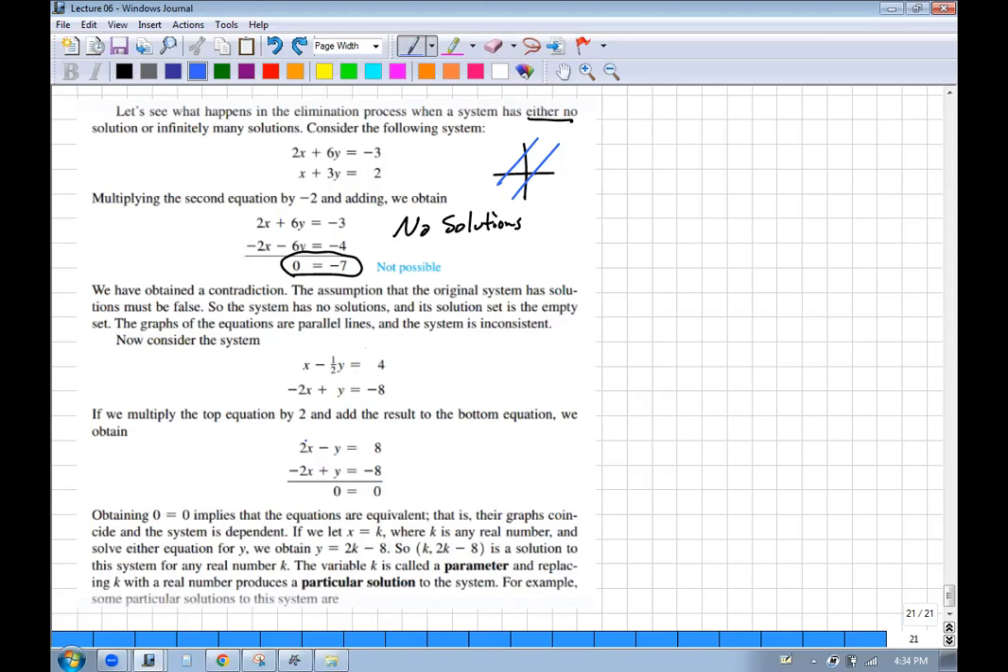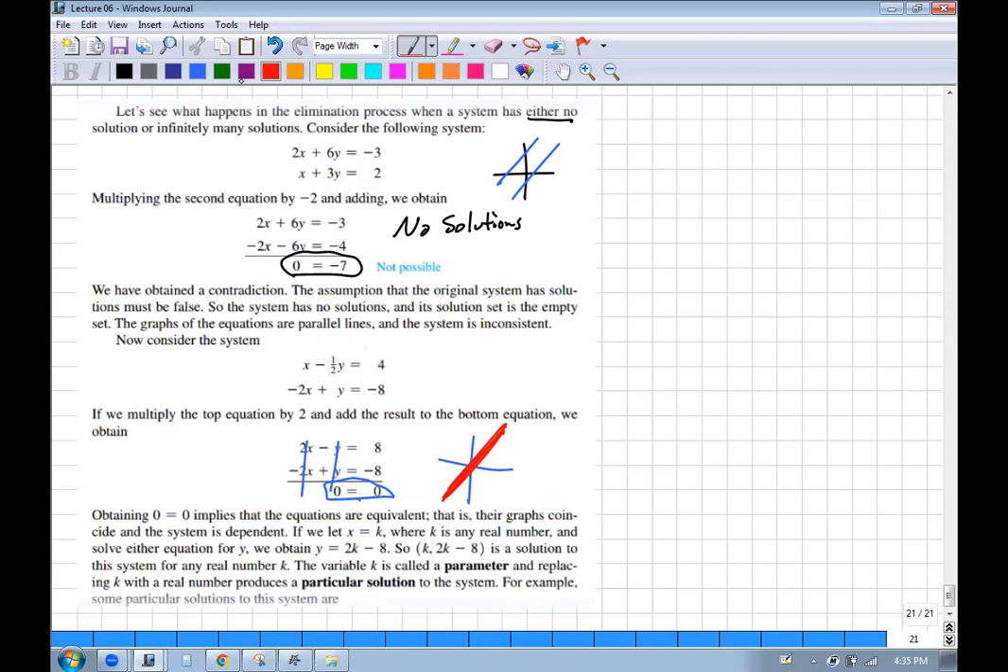If I add these, those go away, and these go away, and those cancel, but I get 0 equals 0. 0 is always equal to 0. So that means there's an infinite number of solutions. These are the same line.